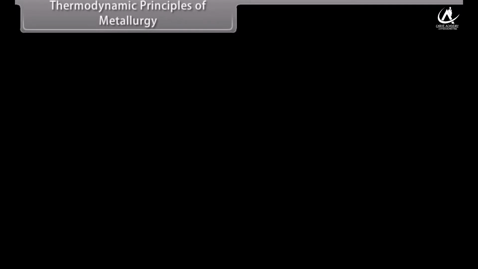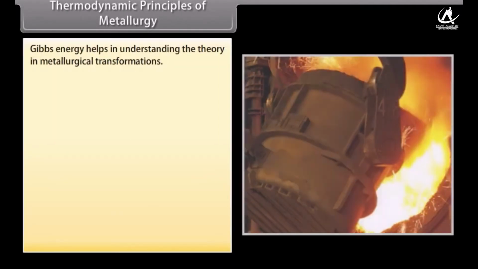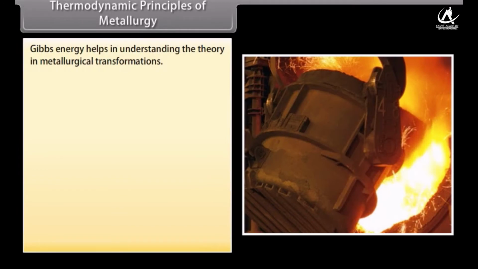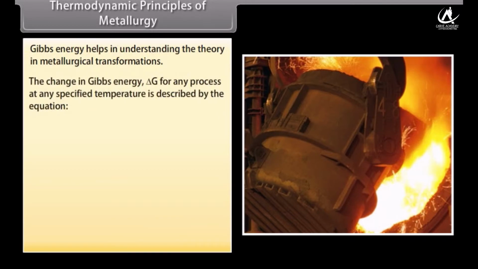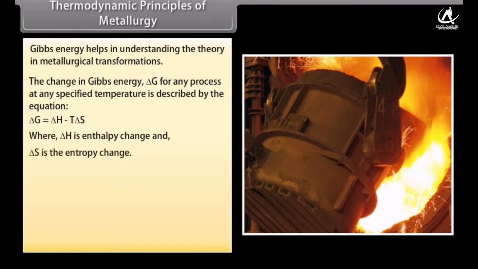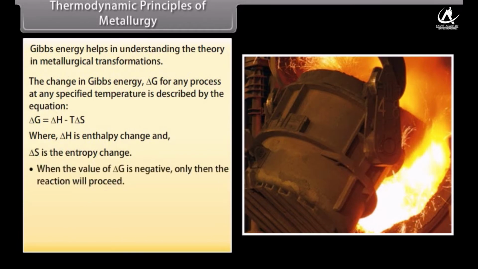Thermodynamic principles of metallurgy. Gibbs energy helps in understanding the theory in metallurgical transformations. The change in Gibbs energy, delta G, for any process at any specified temperature is described by the equation delta G equals delta H minus T delta S, where delta H is enthalpy change and delta S is the entropy change. When the value of delta G is negative, only then the reaction will proceed.